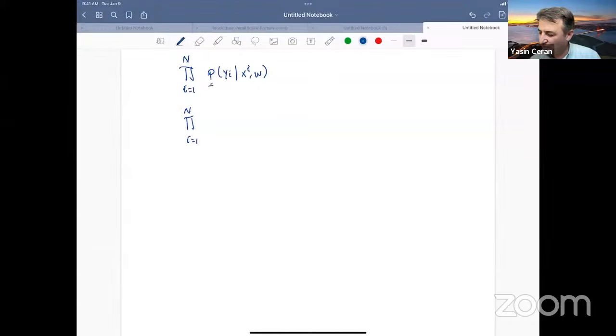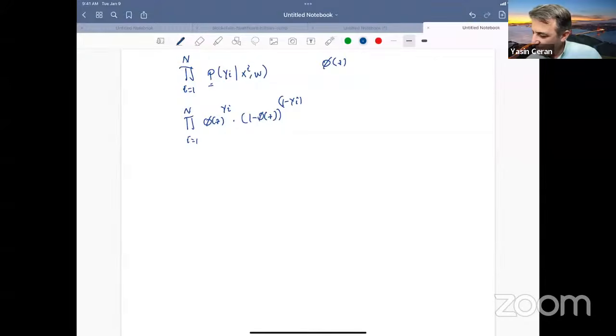I know that this probability is nothing but phi of z. Remember, probability is phi of z. So what I'm going to do is take phi of z to the power of yi, and then multiply this by 1 minus phi of z to the power of 1 minus yi. I will explain why I'm doing this in a moment. So why did I do this?